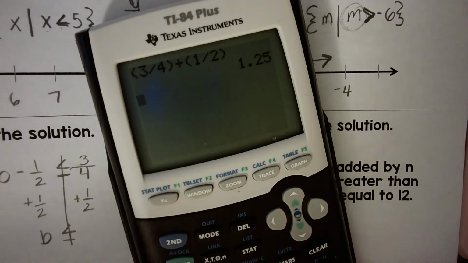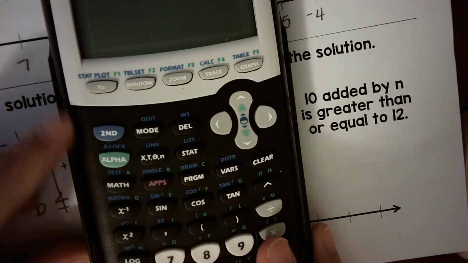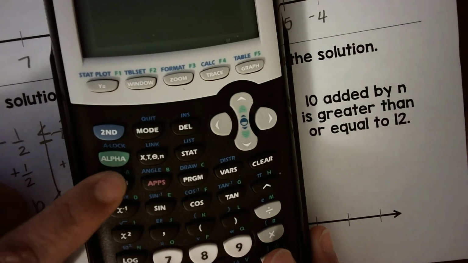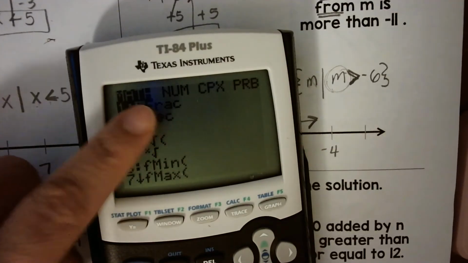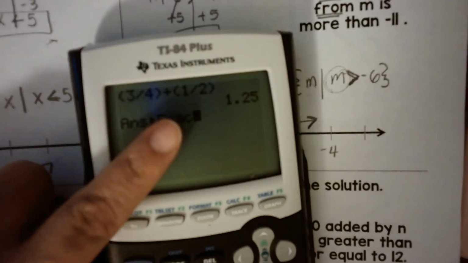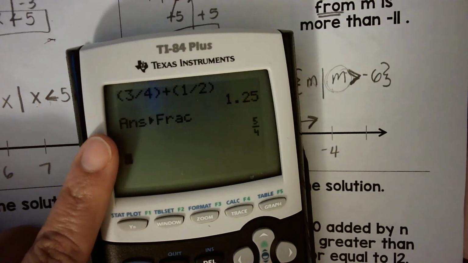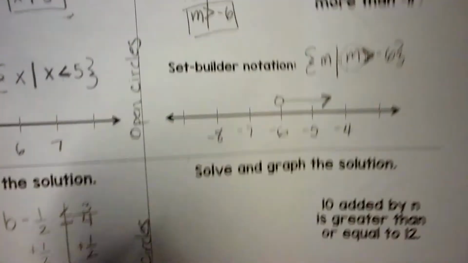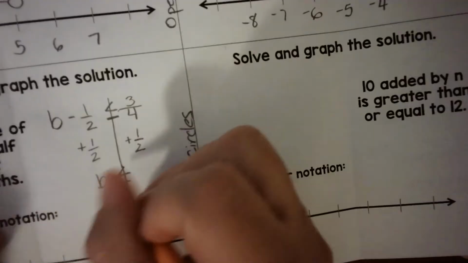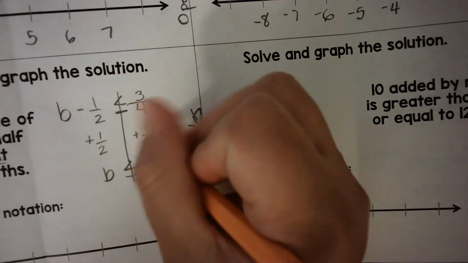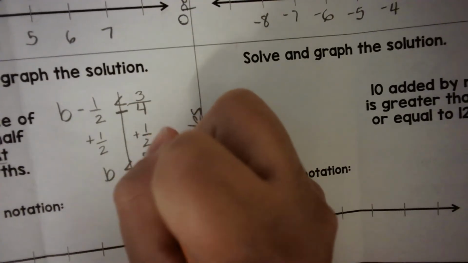Remember, I don't really want that decimal approximation. So how do you make it into a fraction? You hit math. And then it goes to fraction. You're going to hit enter. That's going to turn our decimal into a fraction, 5/4. So b is less than or equal to 5/4.